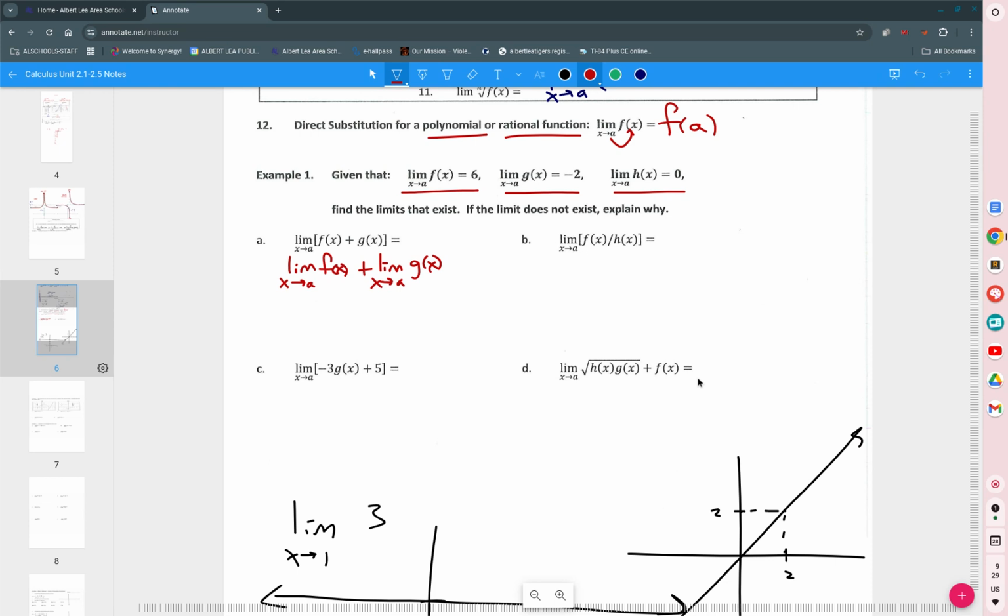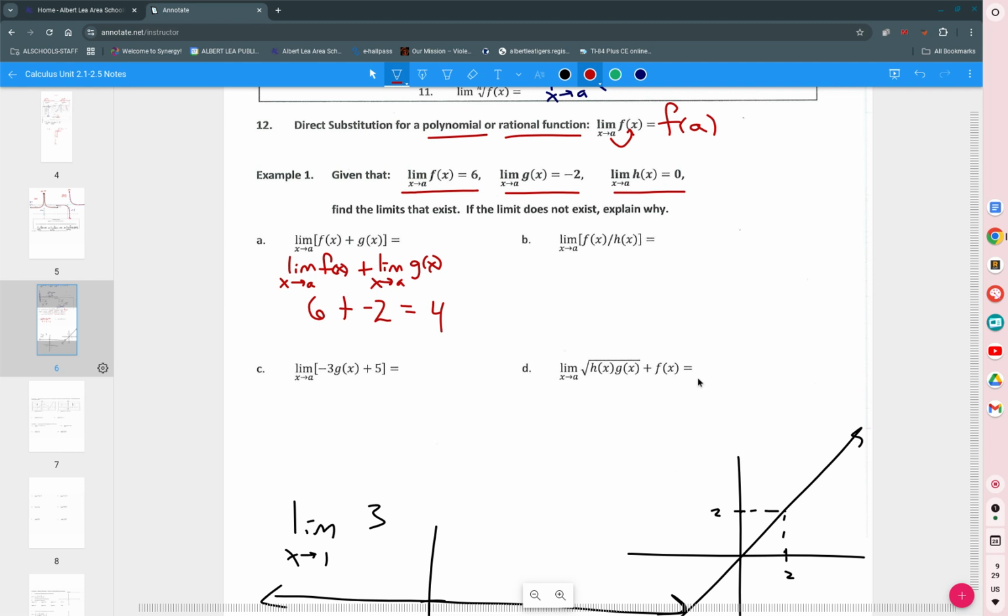What is the limit as x goes to a of f of x? It is 6. And what is the limit as x goes to a of g of x? -2. And so the limit is 4. That's it. Okay?